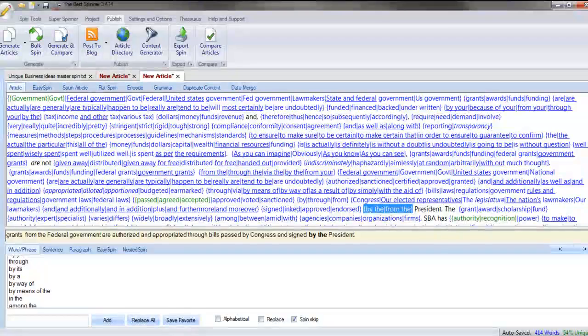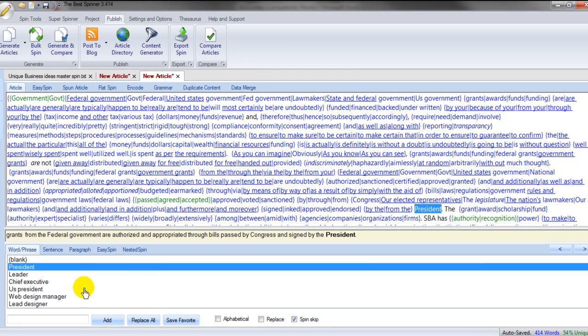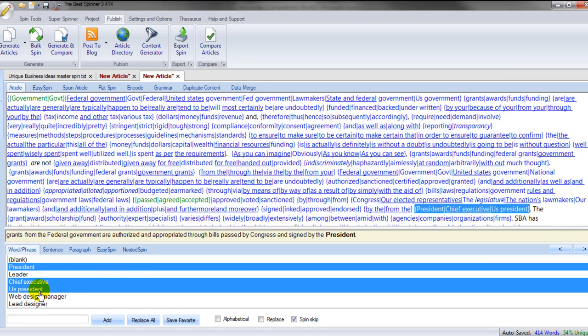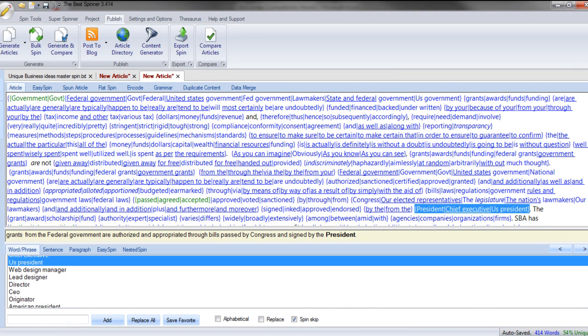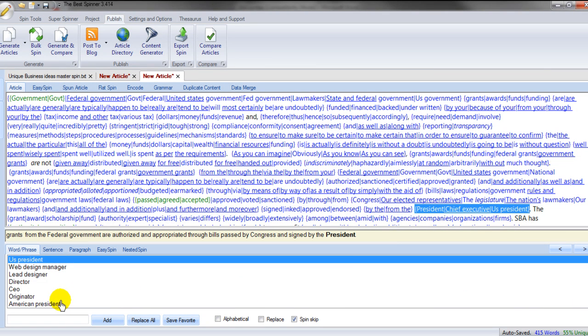By me, so all this doesn't work. As a result of, within the, based on, from your, near the, okay. All this didn't work. President. Chief Executive, U.S. President, American President.